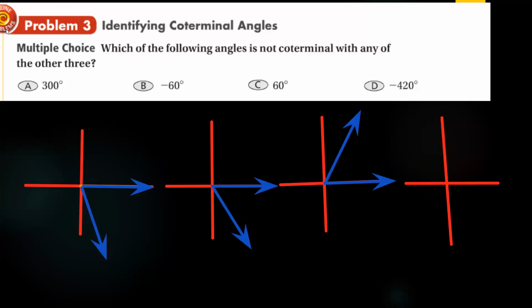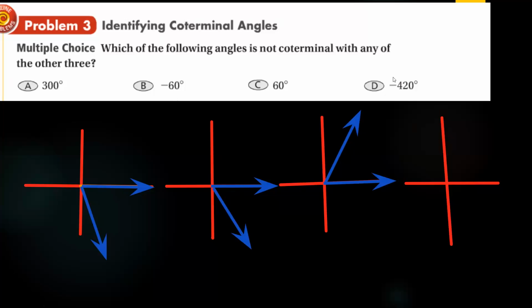So we say that the first angle is 300, the second one is negative 60, the third one is 60. Now let's draw negative 420. For this angle, the negative 420, as you see, it's greater than 360. So what does it mean here?